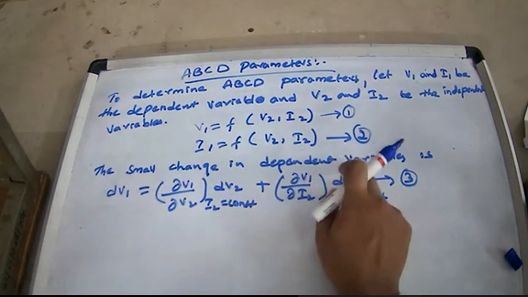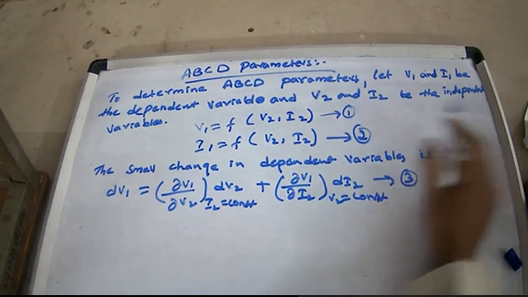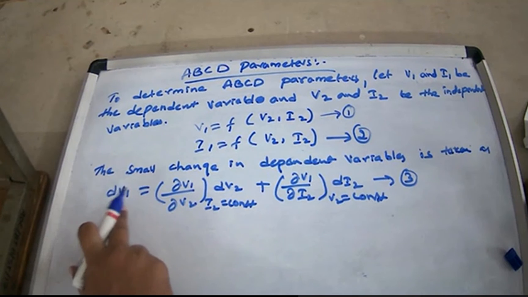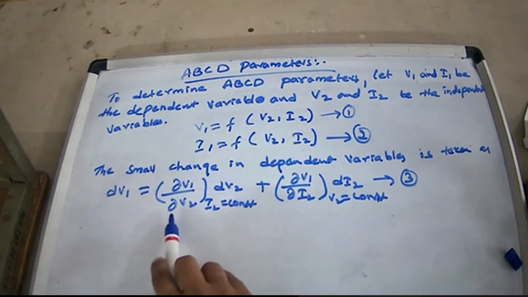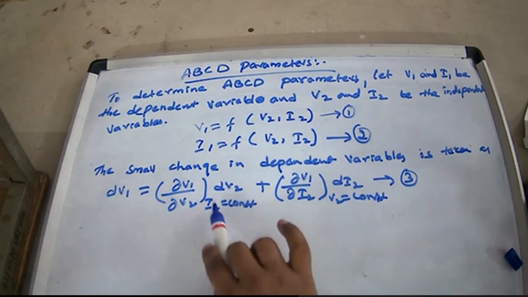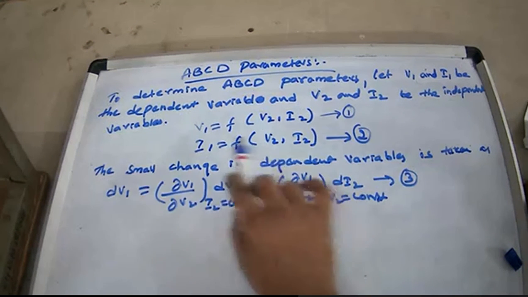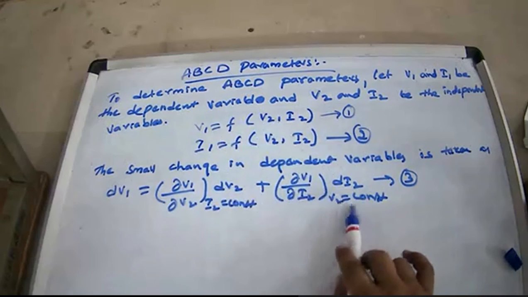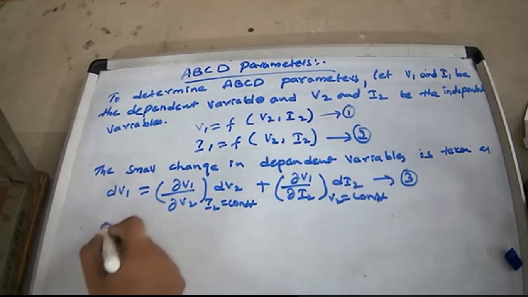What we are saying is that the small change in the dependent variable V1 is dou V1 by dou V2 for the limit, when we are taking the V2 value, I2 is equal to constant with dV2, plus next dou V1 by dou I2. So the first value, V2, will become the limit with the same value dI2, say equation 3.